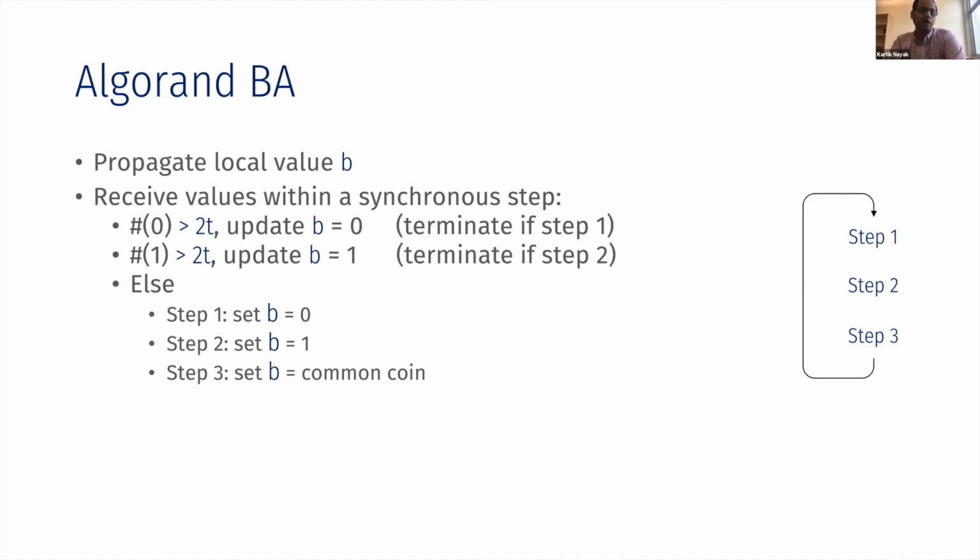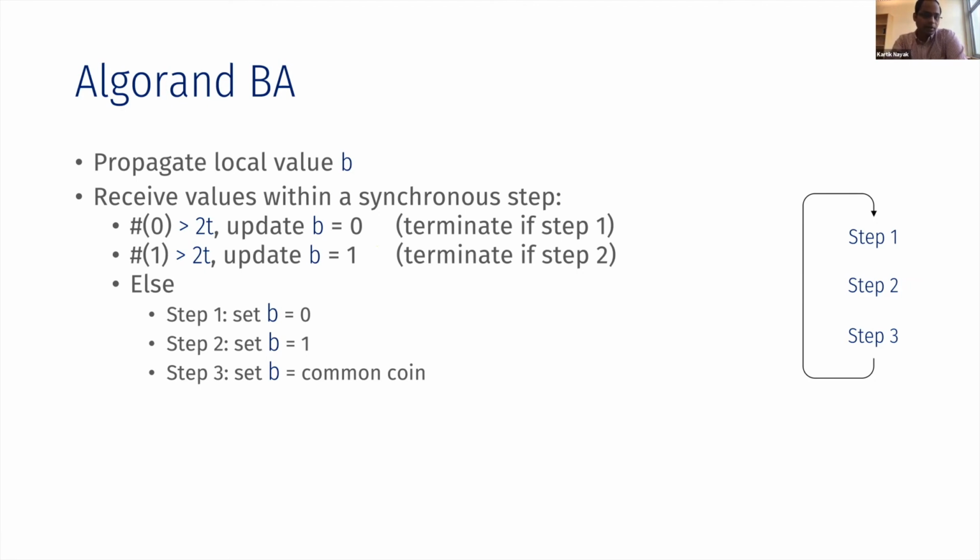In step 1, I prefer B's value to be 0. In step 2, I prefer B's value to be 1. In step 3, I will toss a common coin. For our purposes, the common coin does not matter, so we'll just ignore it over here. It is related to the liveness of the protocol.